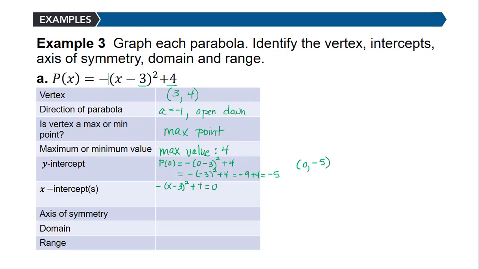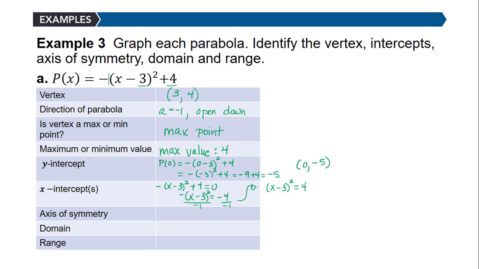We can do that by first subtracting 4 from each side, so we get the opposite of (x minus 3) quantity squared equals negative 4. Now we have a negative 1 on the coefficient of that squared expression, so we need to divide each side by negative 1 before we apply the square root property. So this will give us (x minus 3) quantity squared equals positive 4.